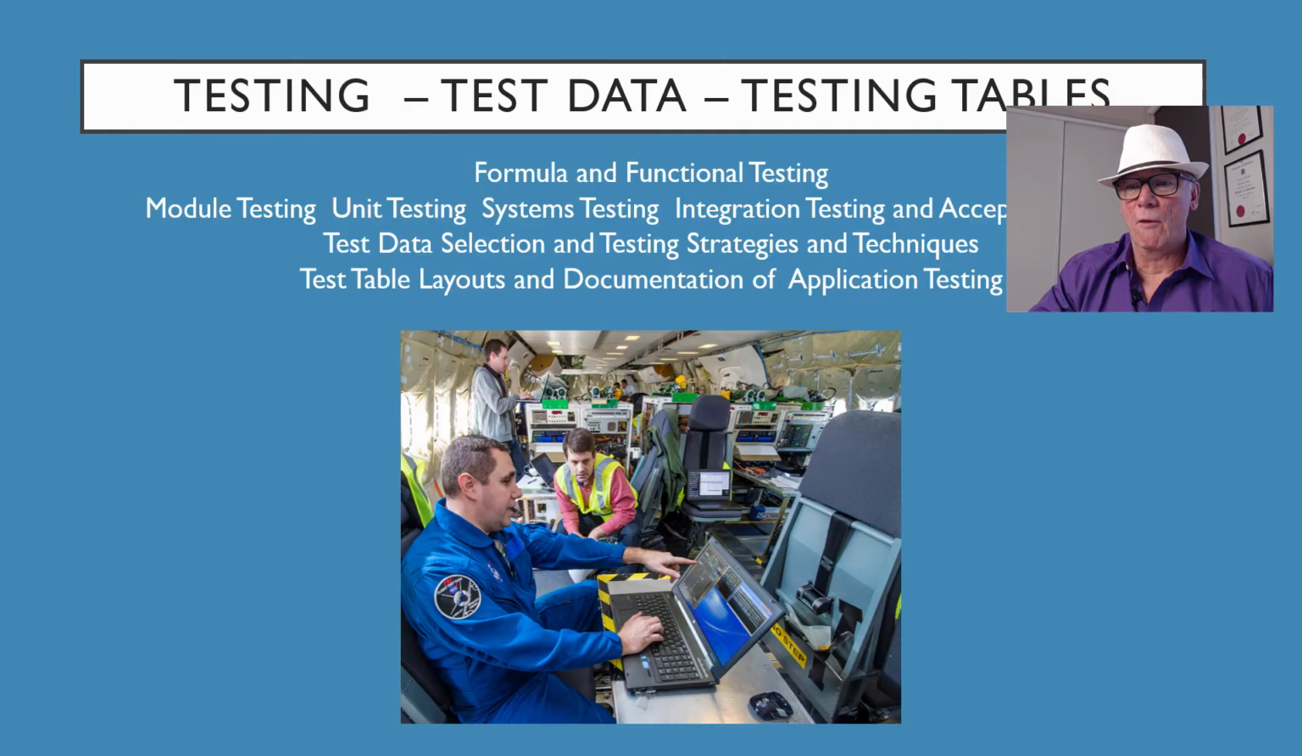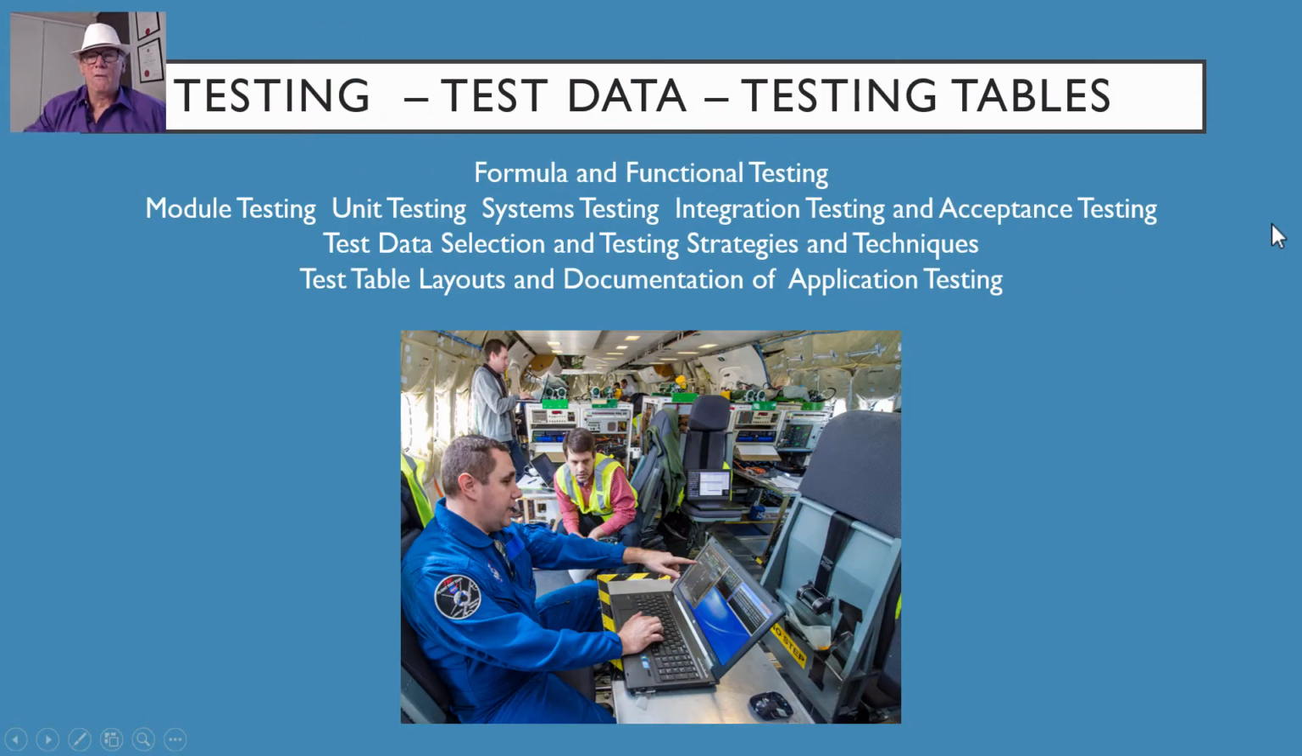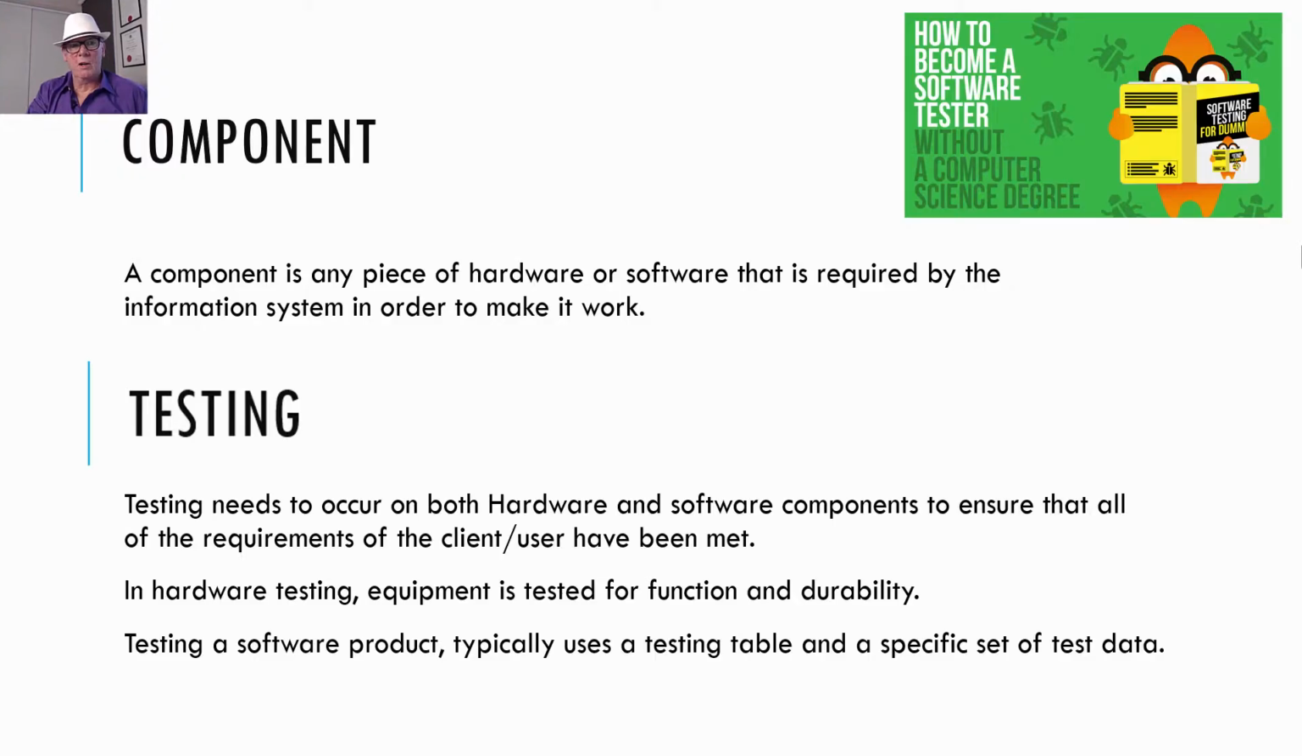We better get started so it's not outrageously long. So I'm going to be looking at formula and functional testing, module testing, unit testing, systems testing, integration testing, and acceptance testing, which is kind of like your full development life cycle testing that you need to do. And how you set up a test table layout to put what tests you're doing and what the results are, and have that in a Word document or something as part of the testing documentation that you hand in as part of your project. And yeah, we do this in the real world in programming as well.